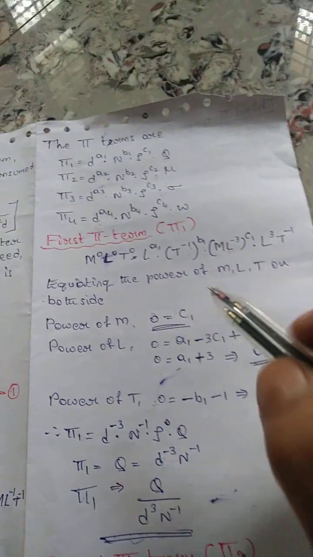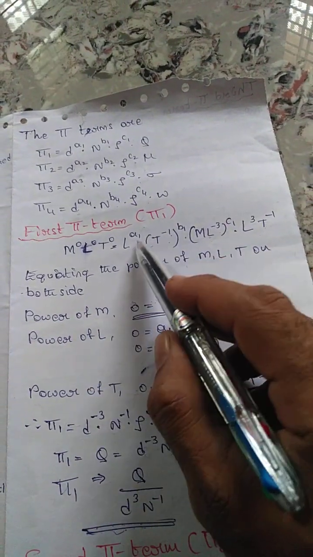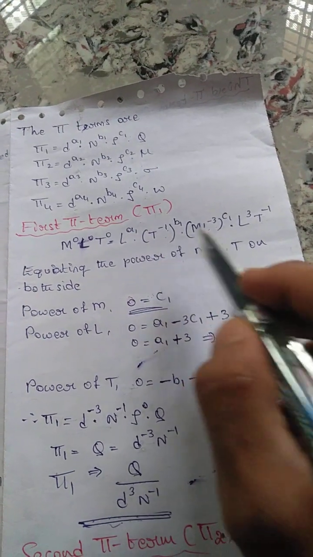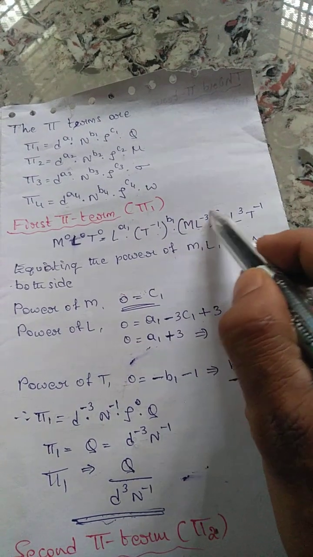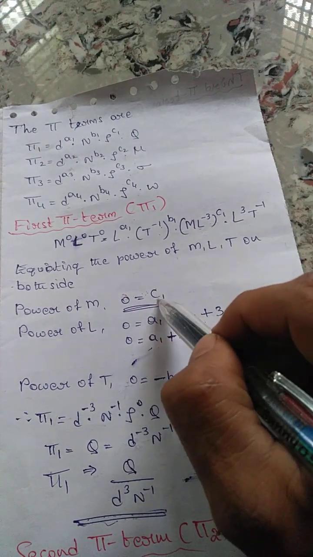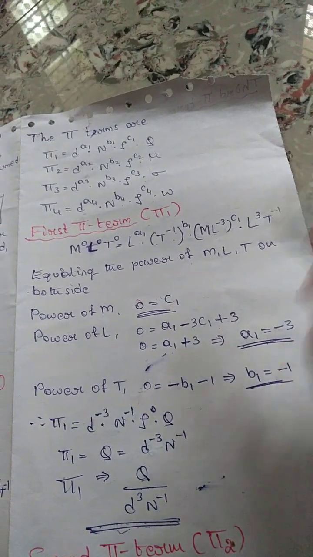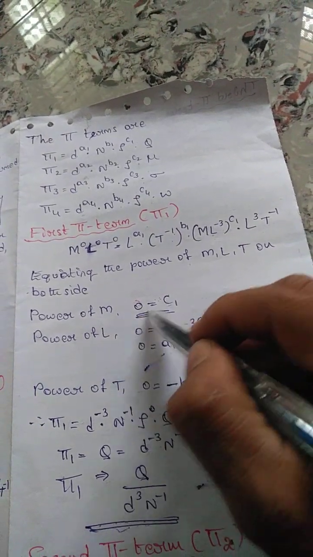Okay, so the term M: here there is no M, here there is M. So what is the power of M? The M power is c1, so we have to write c1. There is no M here, that is 0, so c1 is 0.